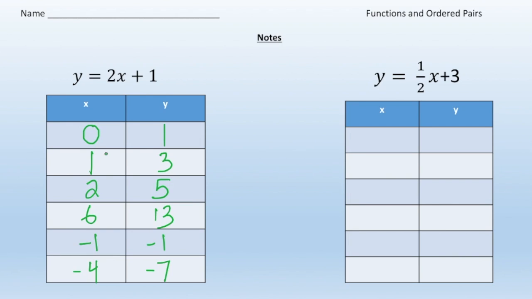Okay, again, you can use any x values you want. I could use a million if I wanted to. So let's say if I plugged in a million, that means when I plug it in for x, 2 times a million is 2 million, plus 1 is 2 million and 1.